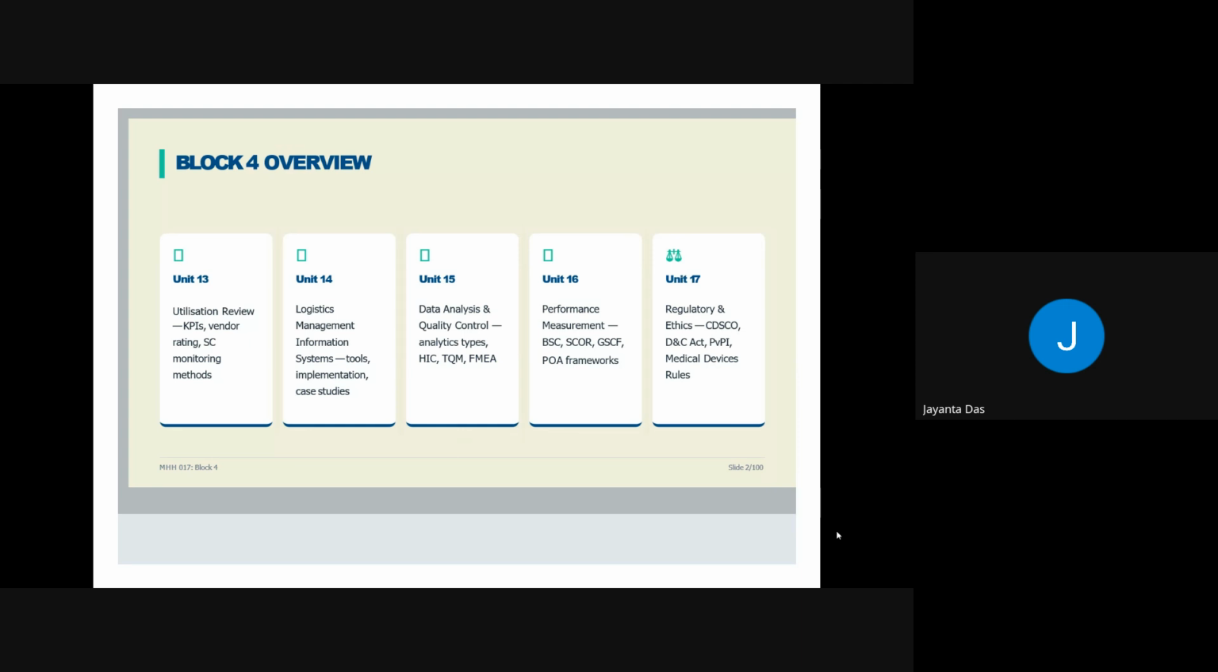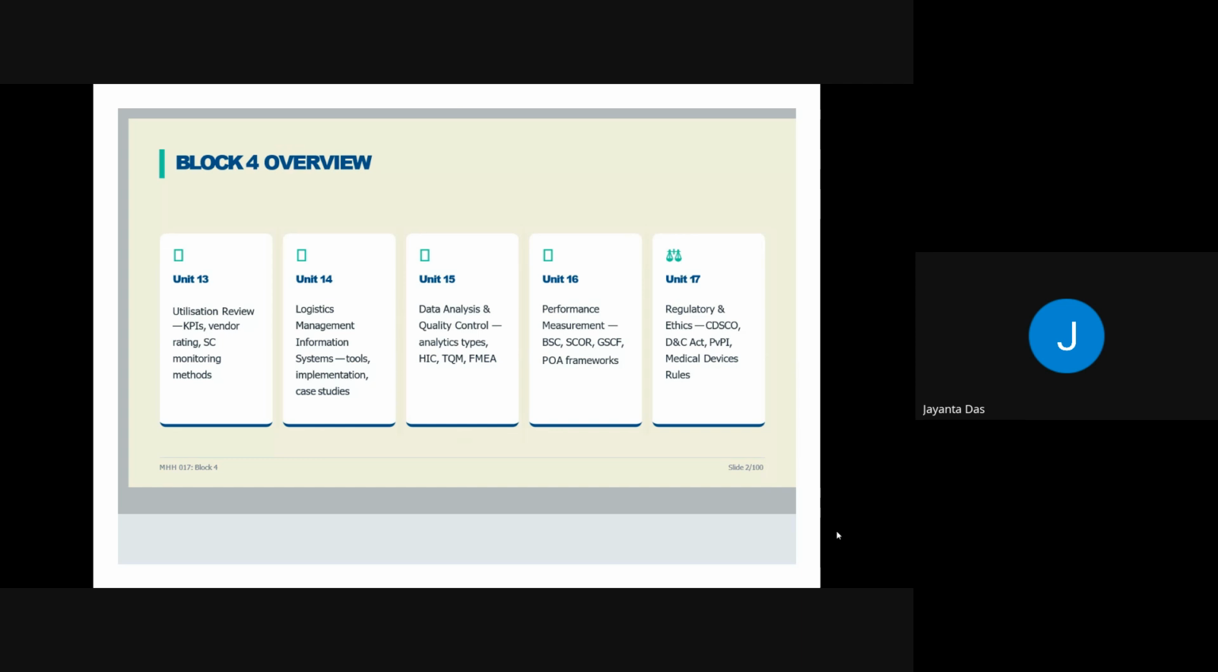So we will be discussing the last block in this course on supply chain management, that is Block 4. In this Block 4, we have 5 units, starting with Unit number 13, which is on utilization review, where we will be discussing key performance indicators, vendor rating, supply chain monitoring methods. Unit 14 will be Logistics Management Information System, more popularly known as LMIS, their tools, implementation, and case studies, if of course we get time.